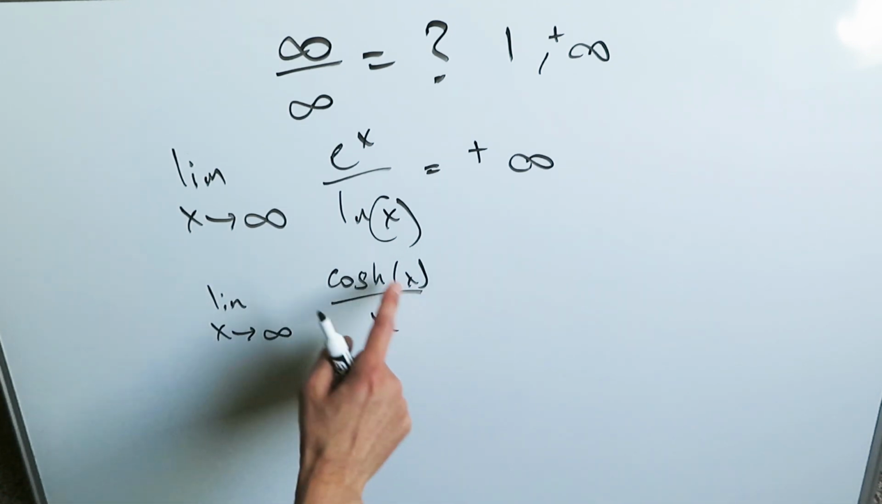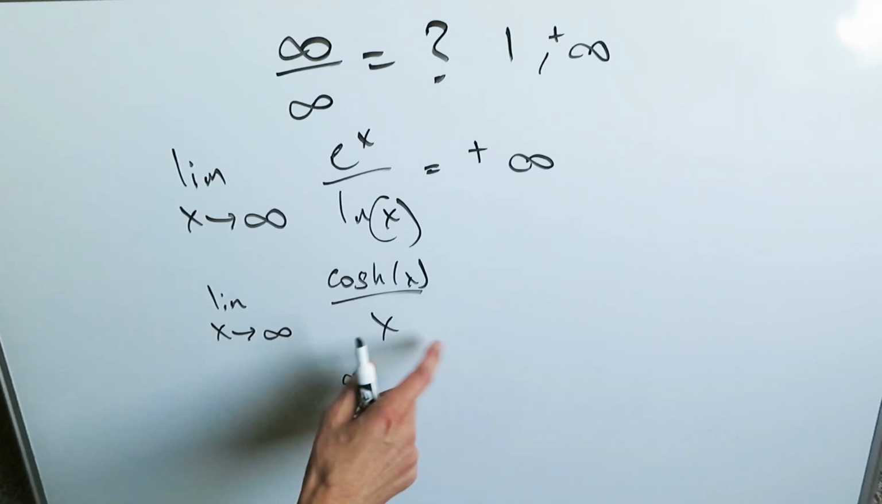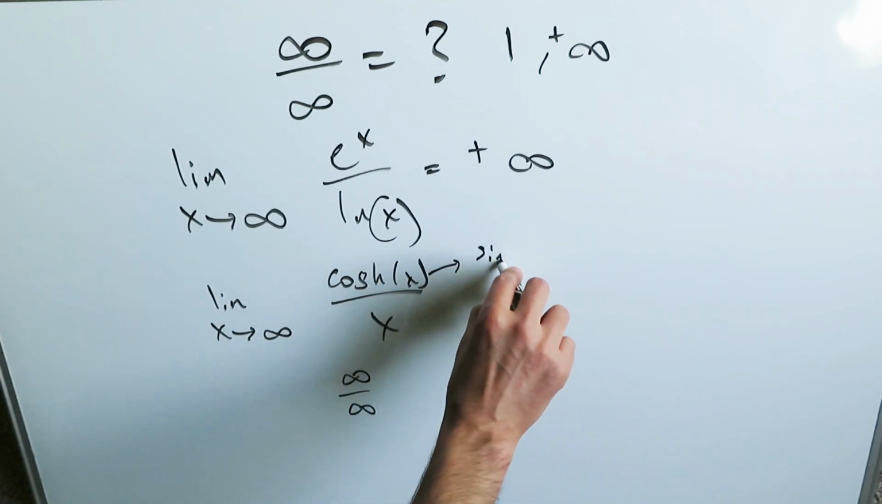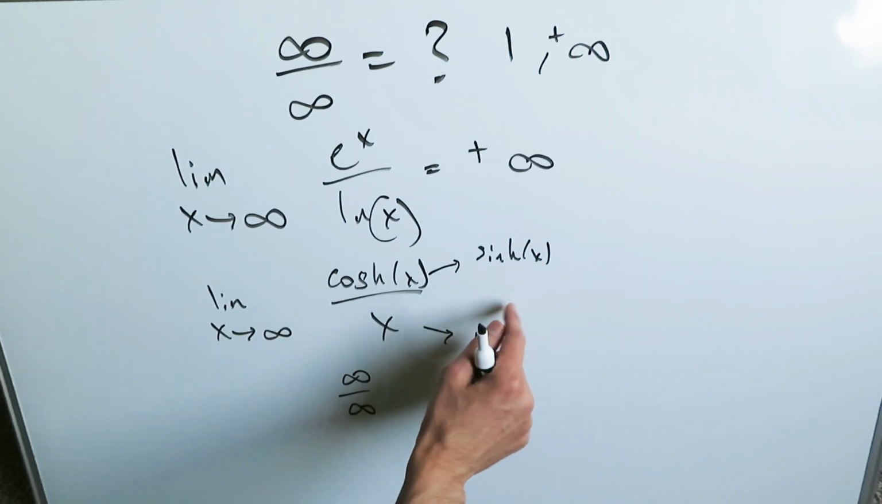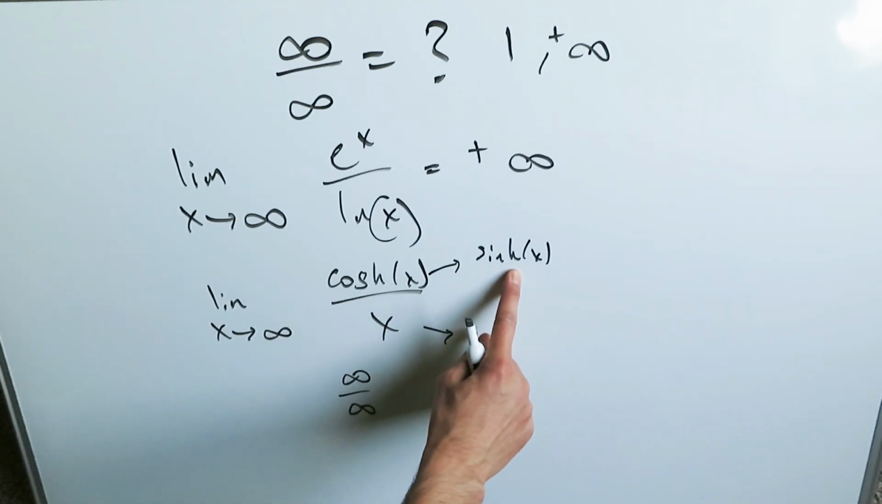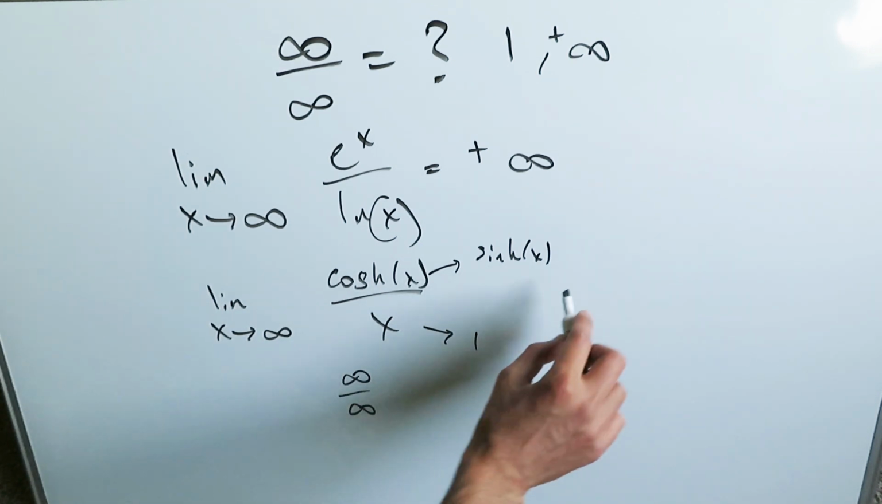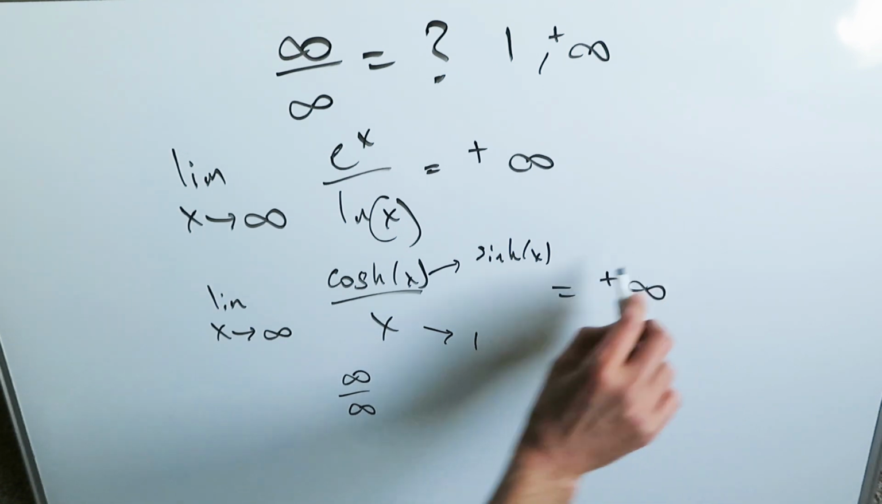But the rate of change of this numerator is much faster than the rate of change of the denominator. The rate of change of this is a hyperbolic sine. The rate of change of this is a 1. This is a much higher rate of change. As x approaches infinity, this is arriving at infinity much sooner than this. So you're seeing here again you'll have a positive infinity output.